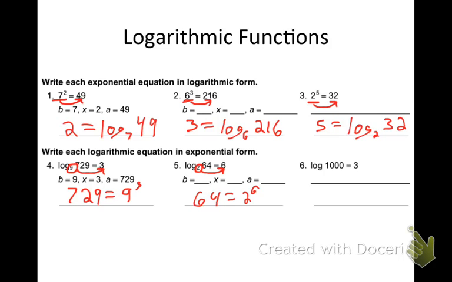Number 6, Mr. Melidi, what is my base on number 6? The base is 10. So I sweep the 10 to the other side. What am I getting here, Melidi, then? Nice job. 10 to the 3rd power equals 1,000. And that's how you change them back and forth between exponential and logarithmic forms.